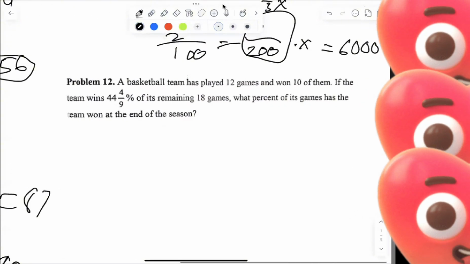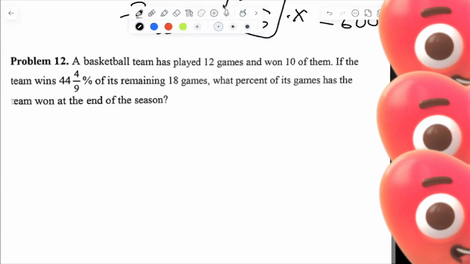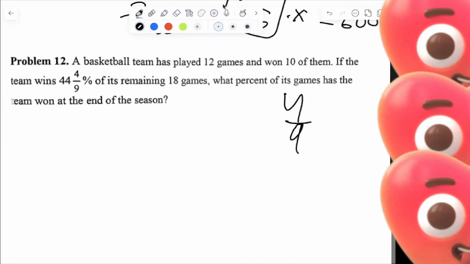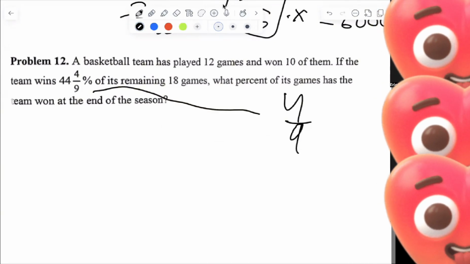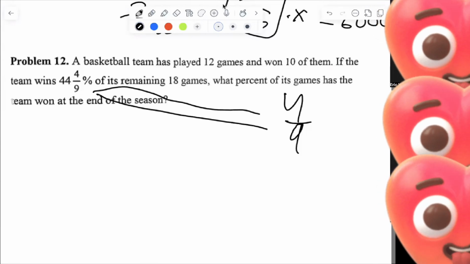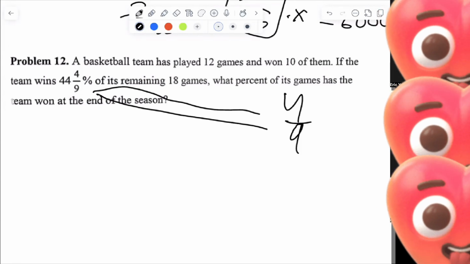Let's move on to problem 12. The basketball team played 12 games and won 10 of them. If the basketball team wins 4/9, or 44 and 4/9%, of its remaining 18 games, this is just equivalent, they're equal, what percent of the games has the team won at the end of the season? I'll let you guys have a try on this question and tell me answers in chat.